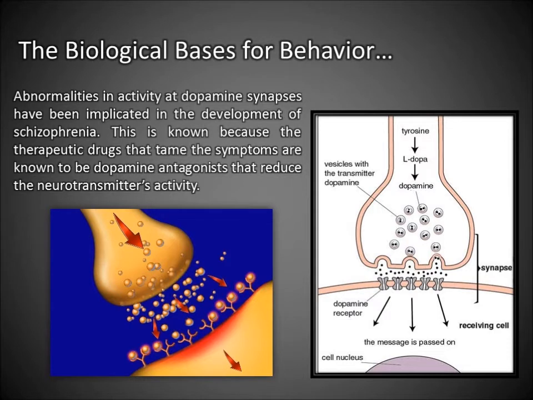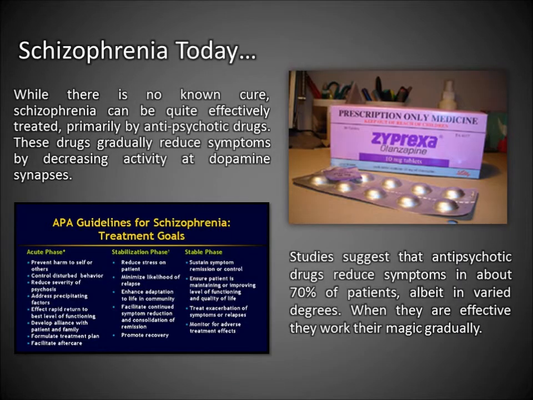Abnormalities in activity at dopamine synapses have been implicated in the development of schizophrenia. This is known because the therapeutic drugs that tame the symptoms are known to be dopamine antagonists that reduce the neurotransmitter's activity. Schizophrenia today. While there is no known cure, schizophrenia can be quite effectively treated, primarily by antipsychotic drugs.